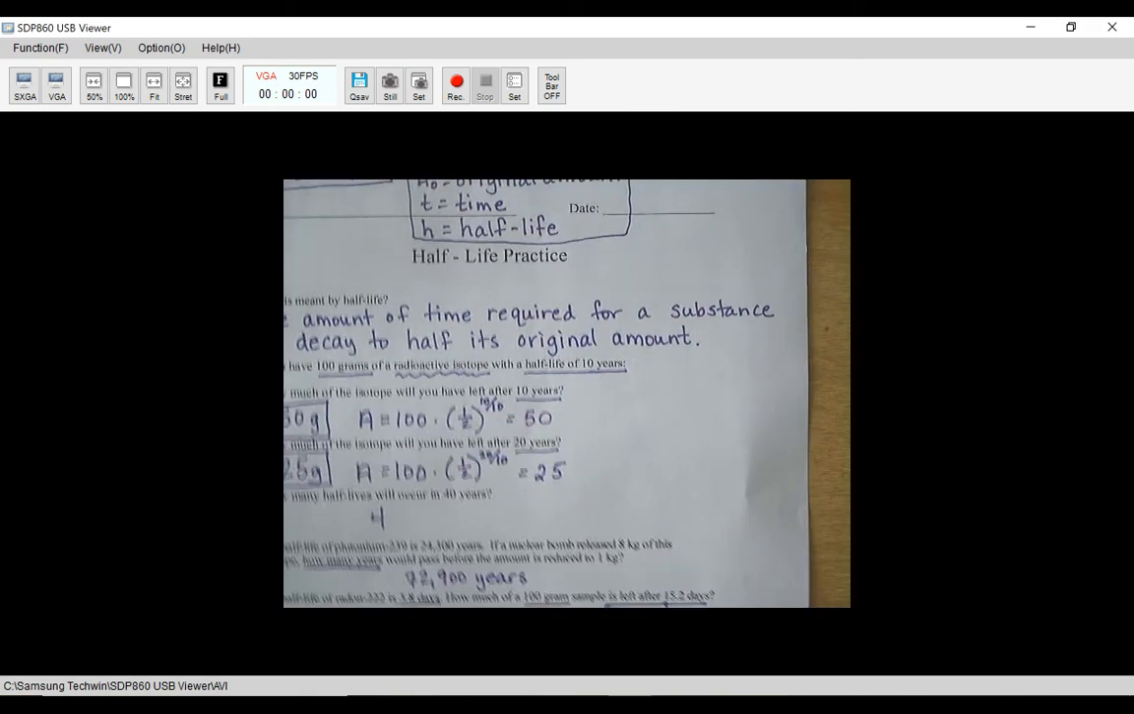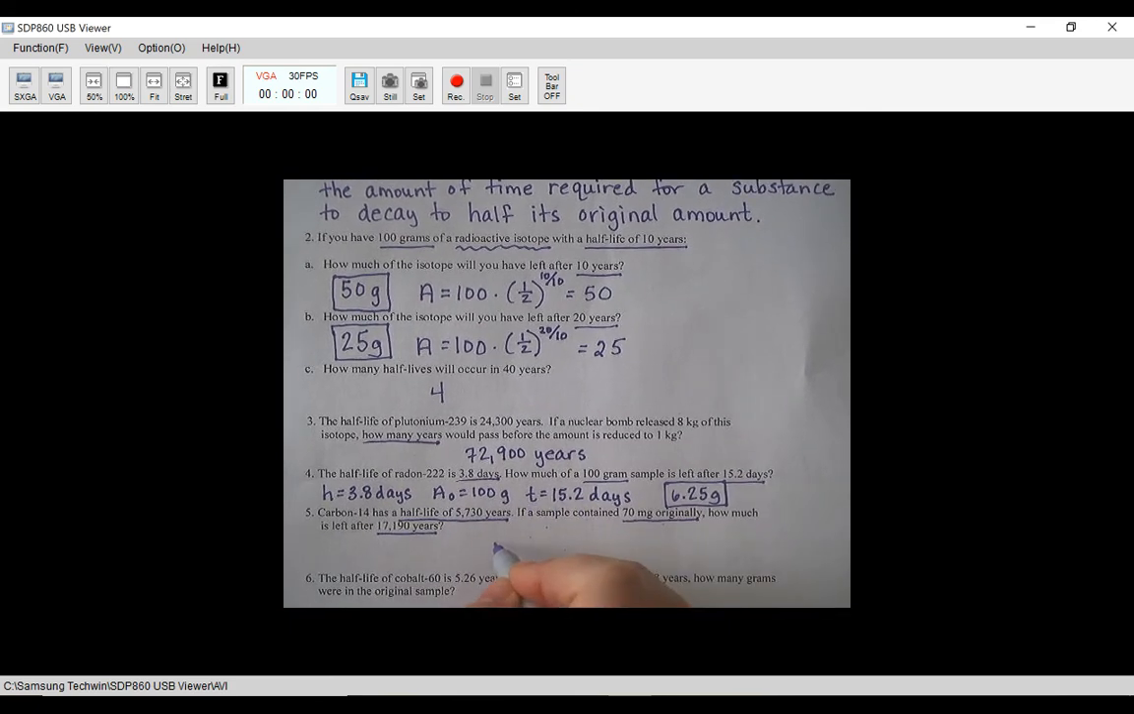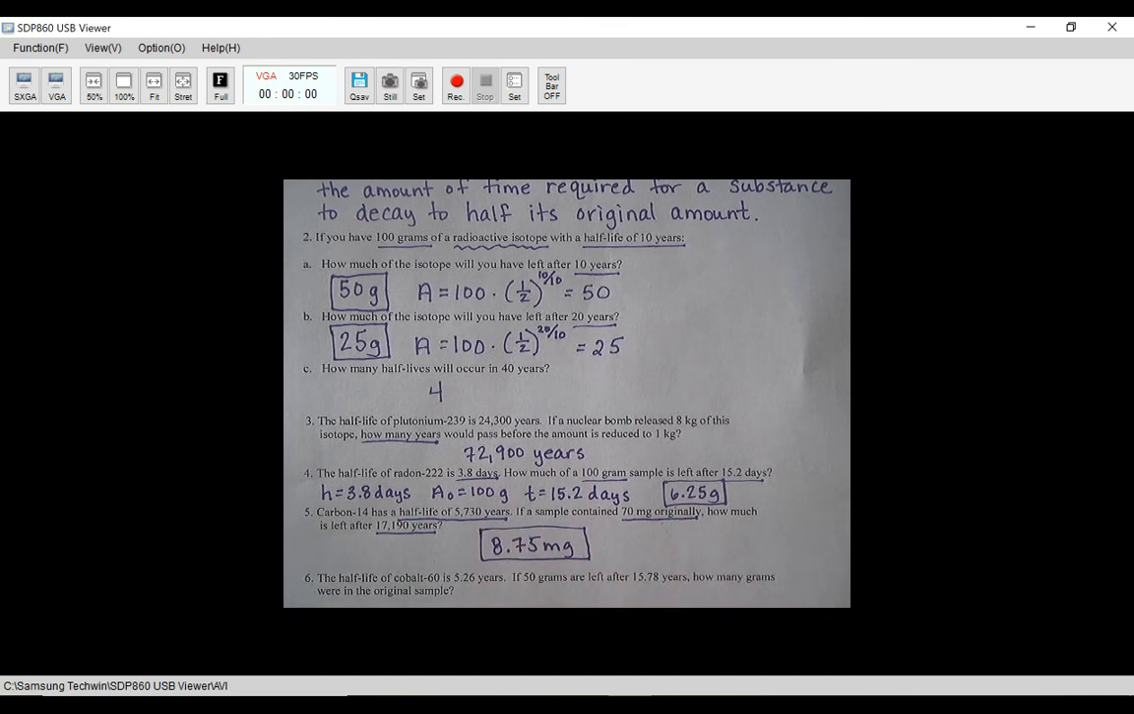So let's go back and write our answer down. So for number 5, we're going to have 8.75 milligrams of this carbon 14 after 17,190 years. So use the formula or use the table. The formula works best when you're looking for the final amount, but the table is really nice to use most of the time.